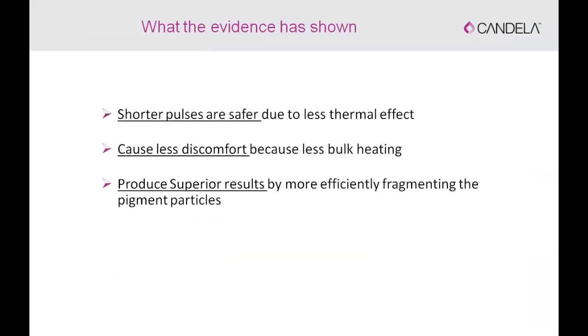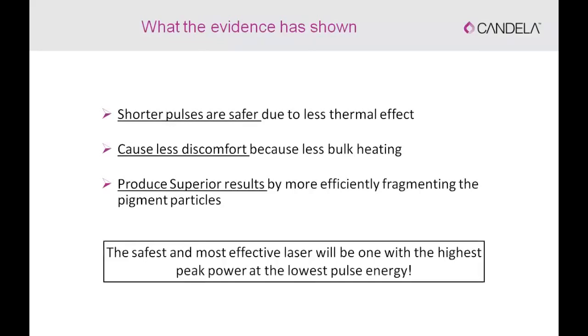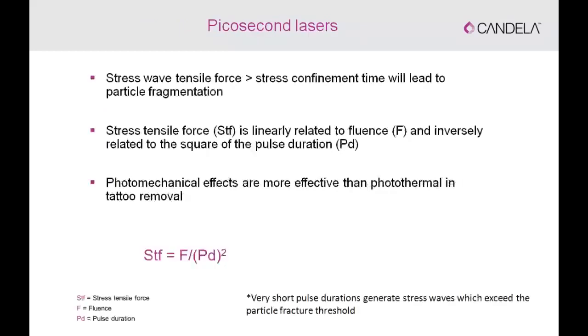So what do we know in terms of the evidence? The evidence has shown us that when we are using shorter pulse durations, we are safer because we have more photoacoustic effect compared to thermal effect, as I just explained, and therefore there is less bulk heating and it's less painful. And because of the shorter pulse duration, we are having better fragmentation of the particles, and therefore to have an effective picosecond laser, we would want one that will have a high peak power with the lowest energy.